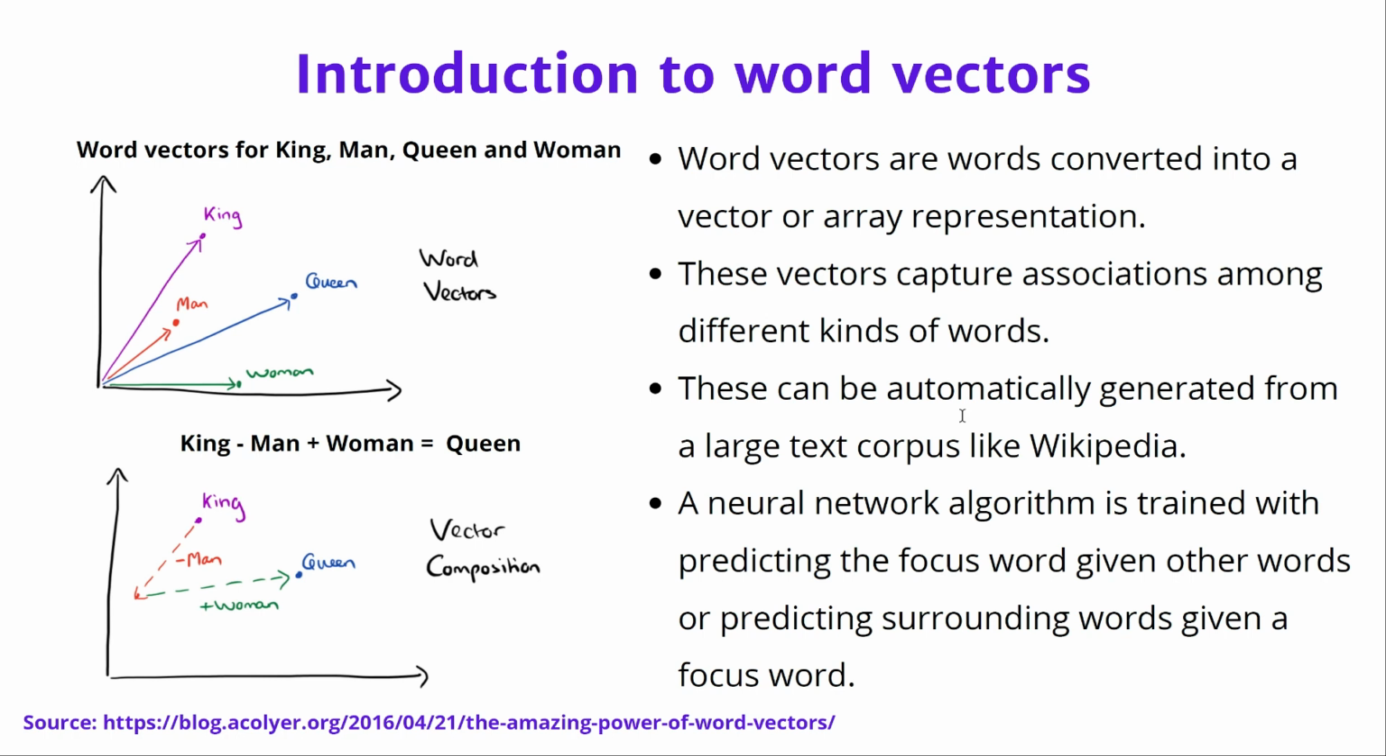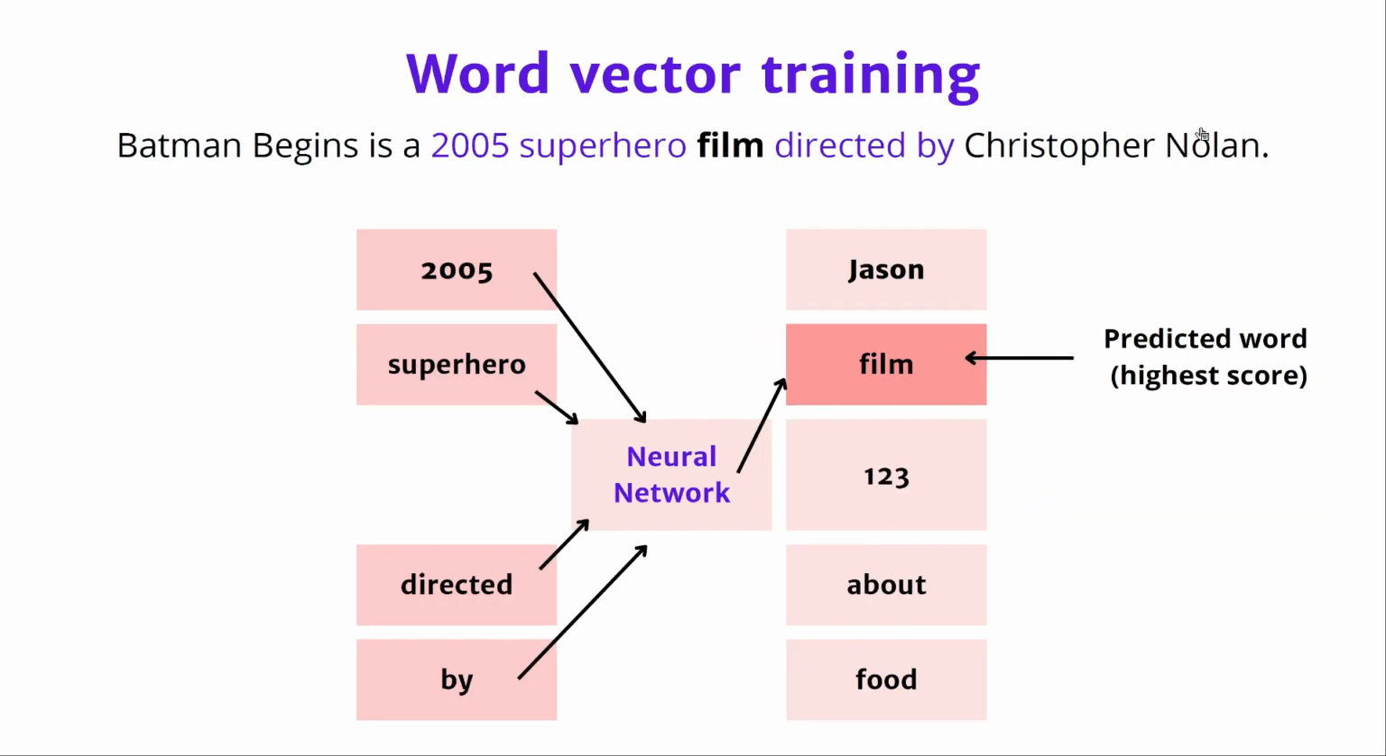So a neural network algorithm is trained to predict the focus word, that is the middle word or the prime word, given some surrounding words around the focus word. So let's make that clear. For example, if you just have a sentence like Batman Begins is a 2005 superhero film directed by Christopher Nolan, what's going to happen is that you'll take a sliding window of, let's say, 5 words. Here, you have this 5 word sliding window where film is in the middle.